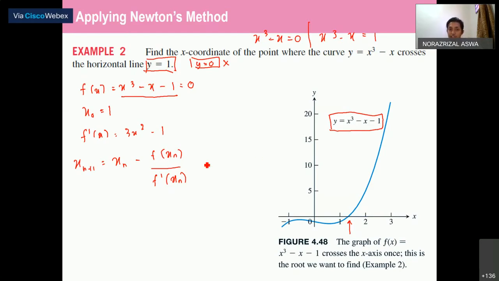Okay, this is one of the most important steps: you press repeat, and f prime xn, and then everything, the value after that, you can do in the calculator. So we have xn minus (x cubed minus x minus 1) over (3x squared minus 1). This is where you get marks. In an exam or test, this one will give you marks.